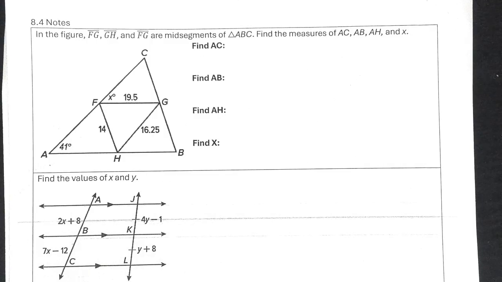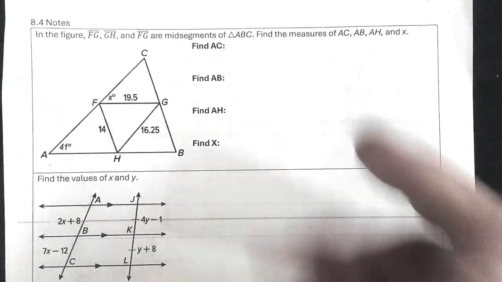In the figure, FG, GH, and it says FG, but that's not right. It's FG, GH, and FH. Oh, goodness. Didn't see that.